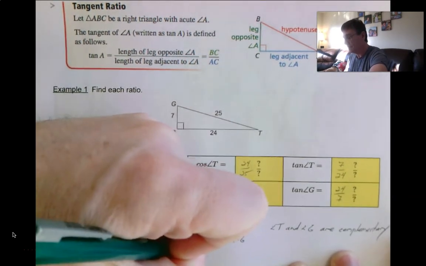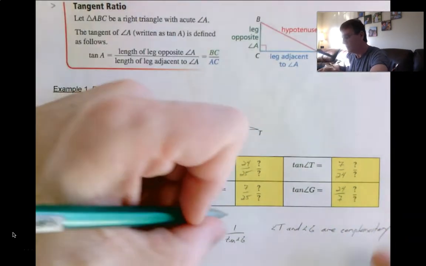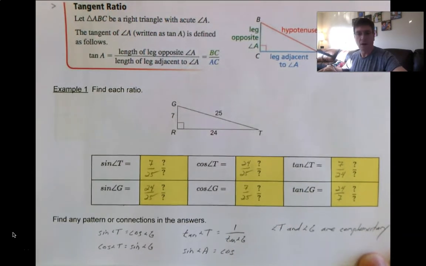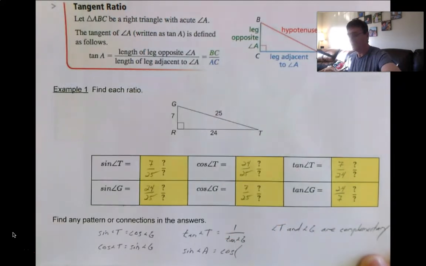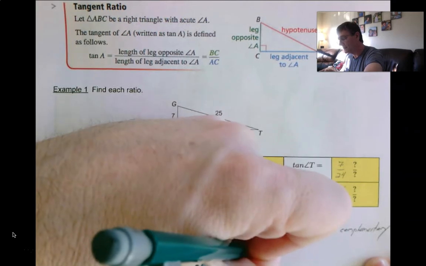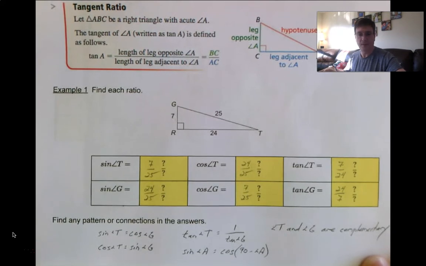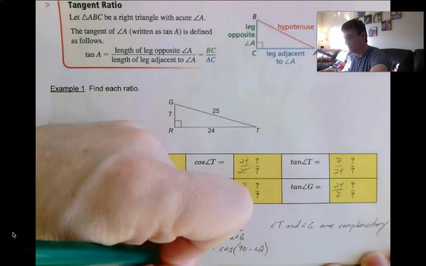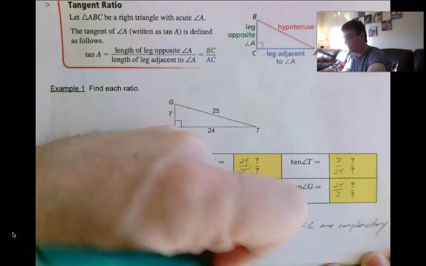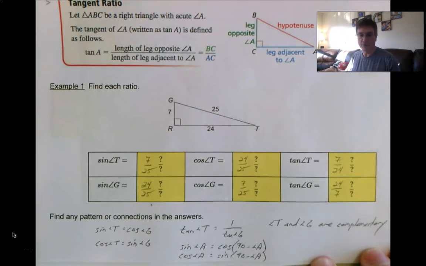Sine of an angle, let's call that angle A, is equal to the cosine of its complement. What's the complement to angle A? 90 minus angle A. The same is true for cosine of angle A is equal to the sine of 90 minus angle A. Now, I want you to think about this.